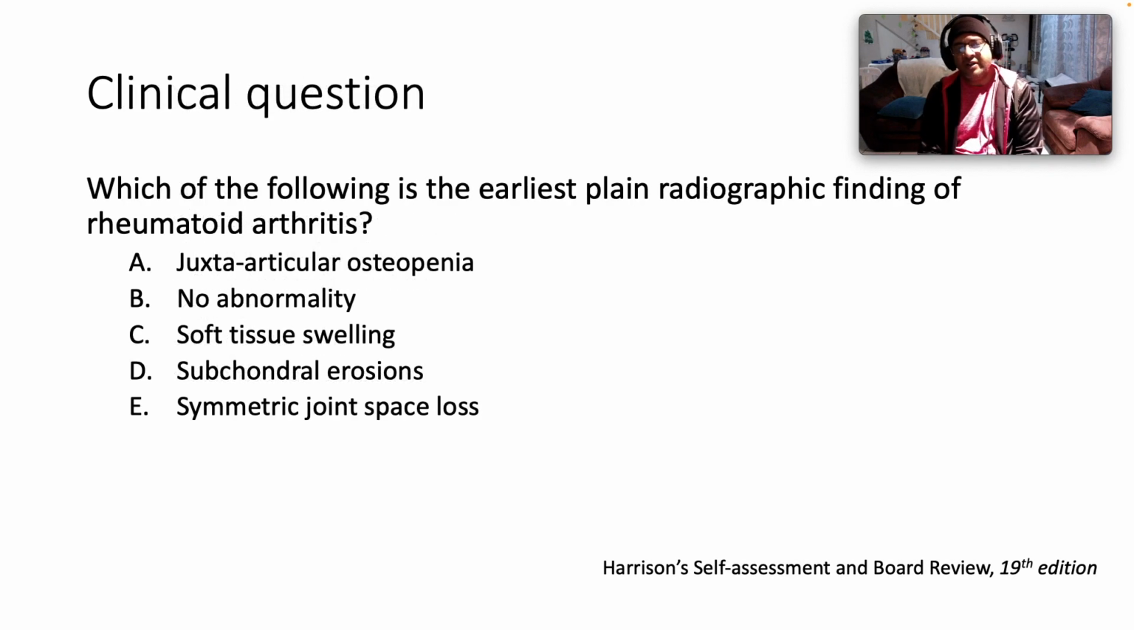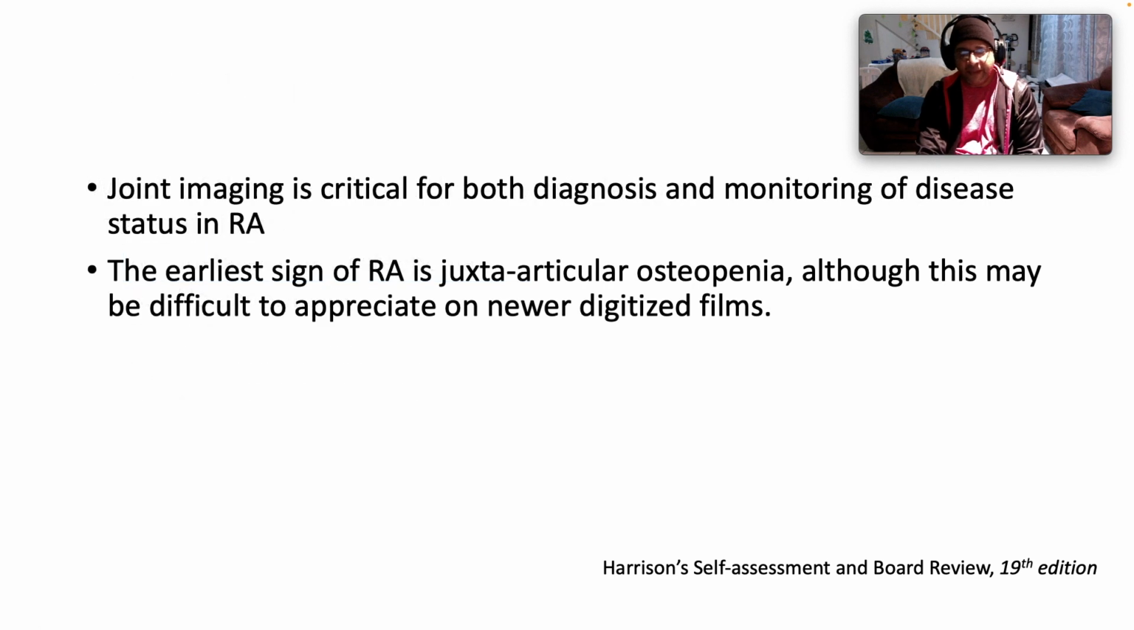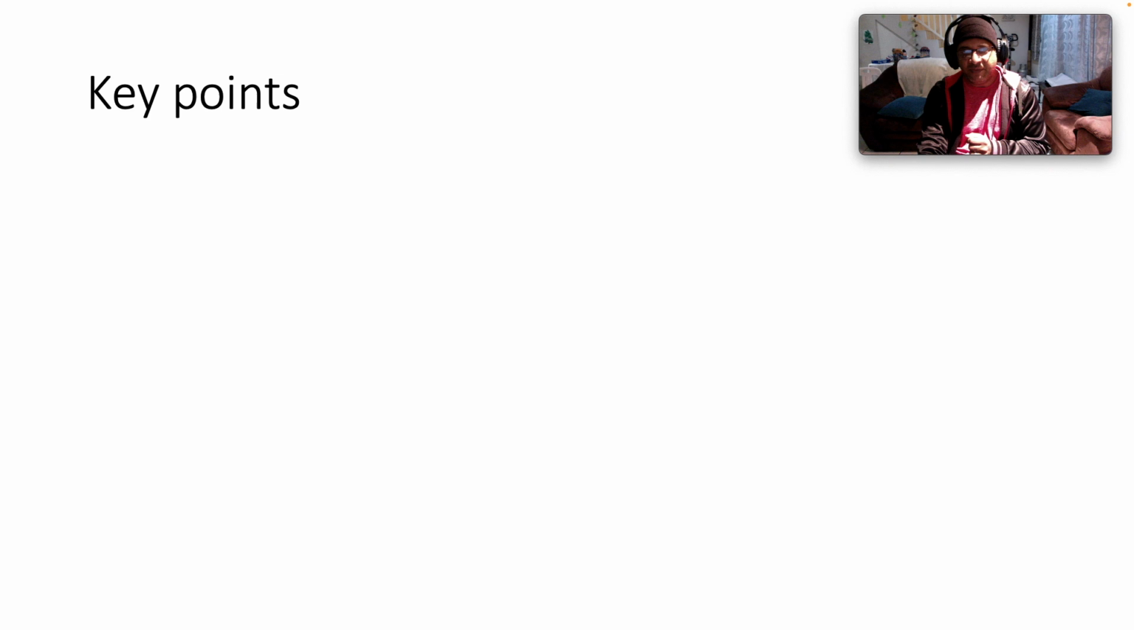Guys, coming back to our clinical question that we asked, which of the following is the earliest plain radiographic finding of RA? And the answer is juxta-articular osteopenia. So joint imaging, as you know, is critical for both diagnosis and monitoring of disease status in rheumatoid arthritis. The earliest sign of rheumatoid arthritis is juxta-articular osteopenia, although this may be difficult to appreciate on newer digitized forms.